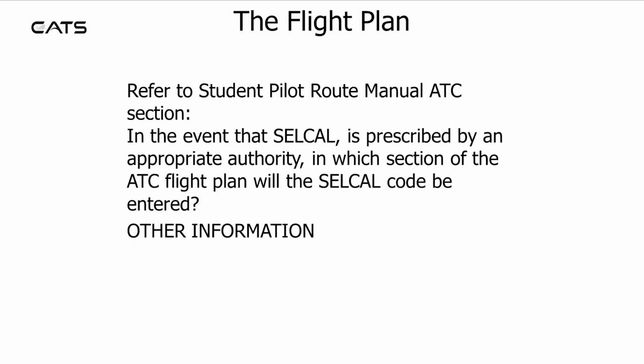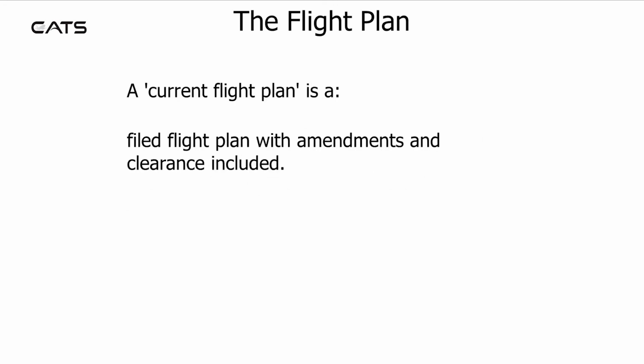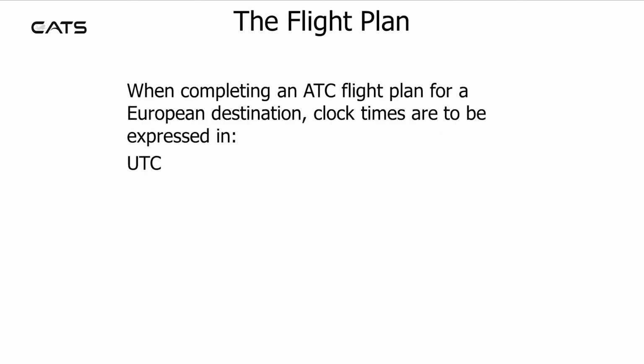Refer to the Student Pilot Route Manual ATC section. In the event that SELCAL is prescribed by an appropriate authority, in which section of the ATC flight plan will the SELCAL code be entered? It's other information. A current flight plan is a filed flight plan with amendments and clearance included. When completing an ATC flight plan for a European destination, clock times are to be expressed in UTC.